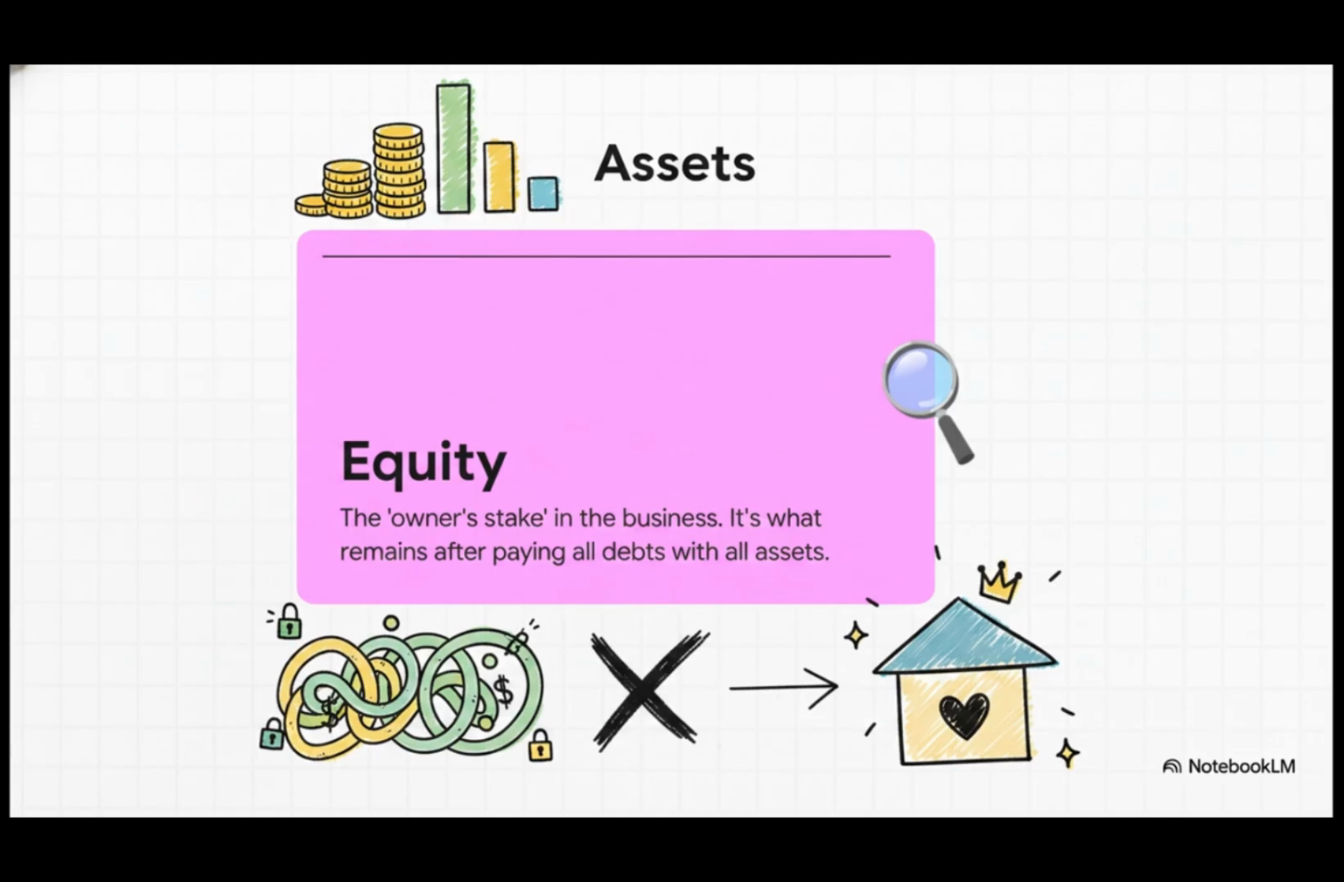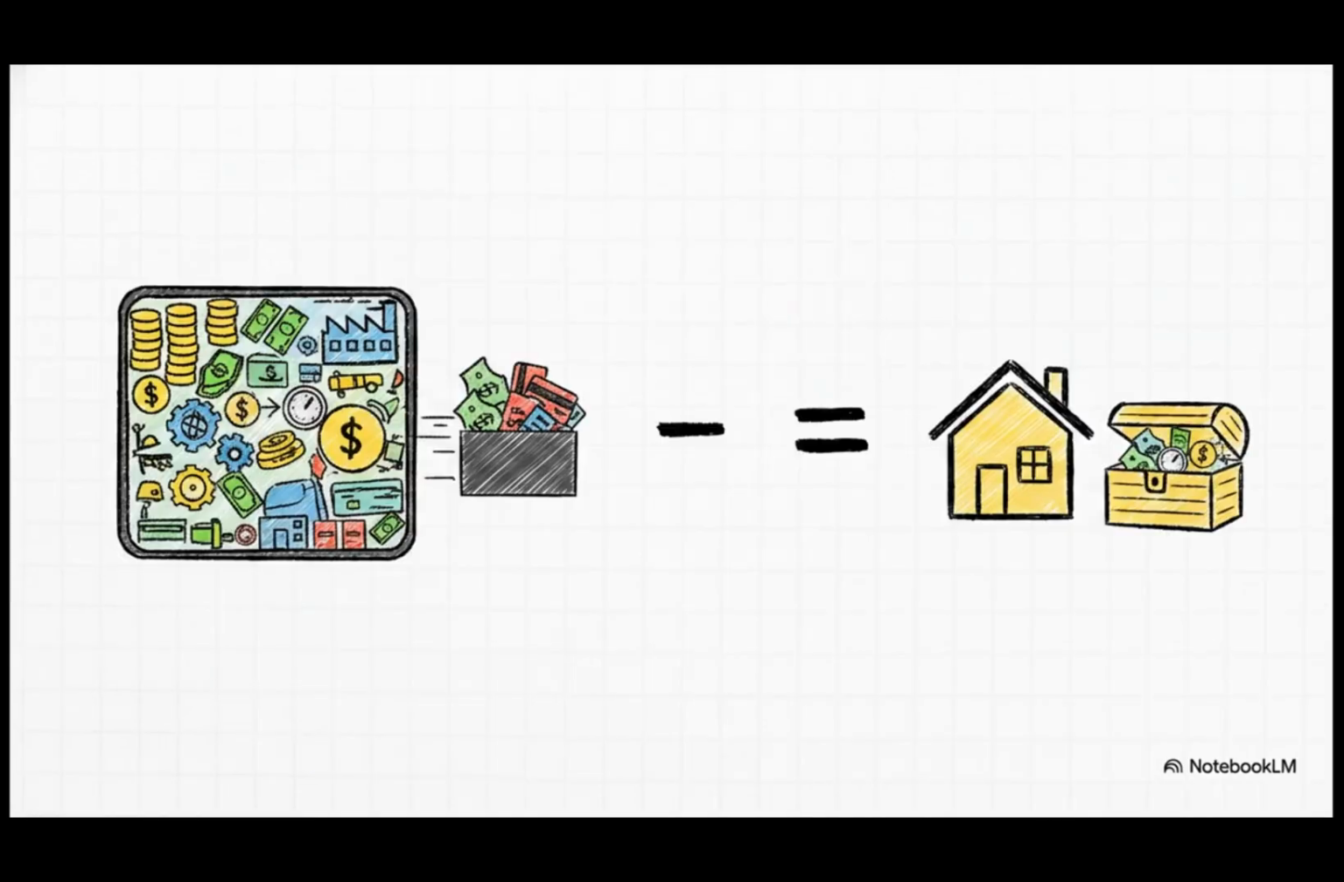Whatever is left over, that's your equity. It's the true value of the owner's stake in the company. It's what's really yours. And this brings us to what's famously called the fundamental accounting equation. You just take the total value of what you own, your assets, and subtract the total value of what you owe, your liabilities. And what you're left with is equity. It's really that simple and that powerful.